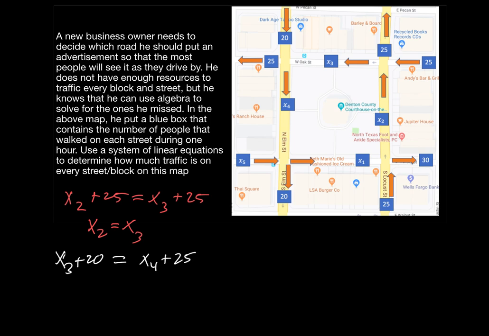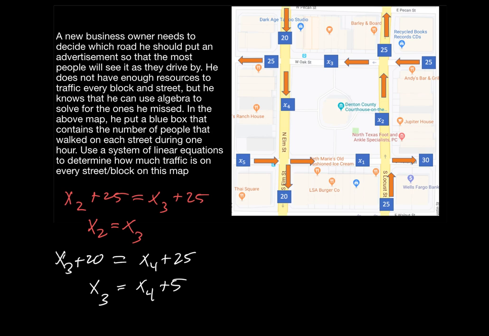I look at this and I'm going to do the same thing, but here I'm going to just pick the smaller number. I'm going to subtract 20 from both sides. So I have x3 is equal to x4 plus 5. Again, because if I subtract 20 from this side, I have 0. If I subtract 20 from this side, I'll have 5. And I know later on, if I want to swap that x3 with an x2, I can because they're equal to each other. All right, so I can do some substitution later.